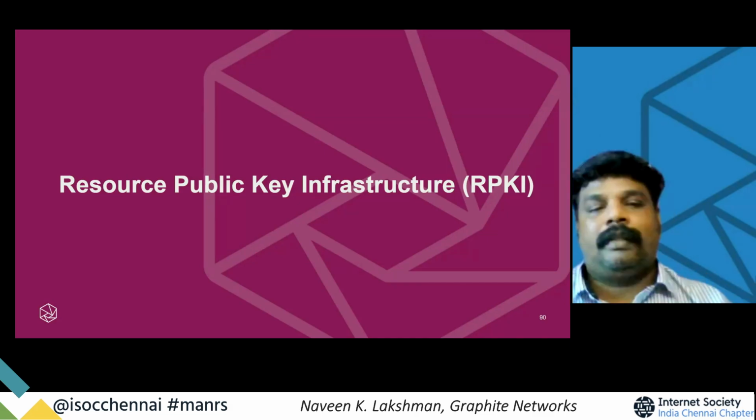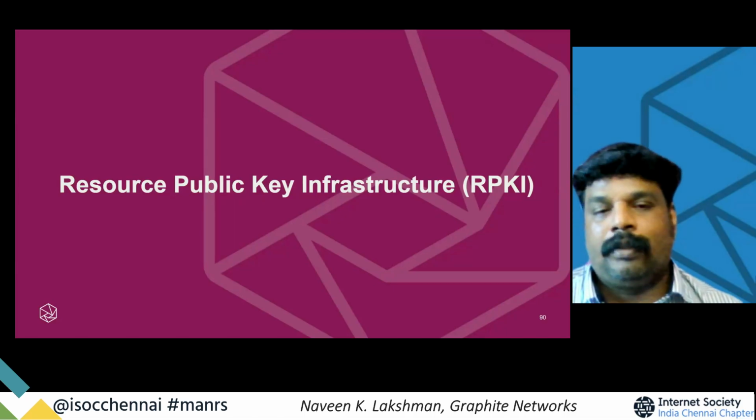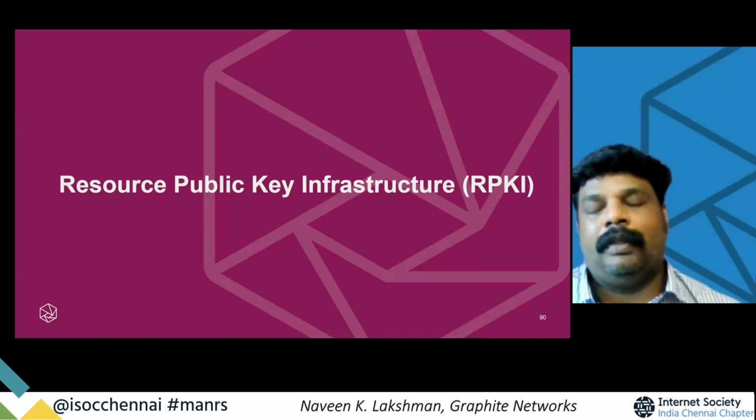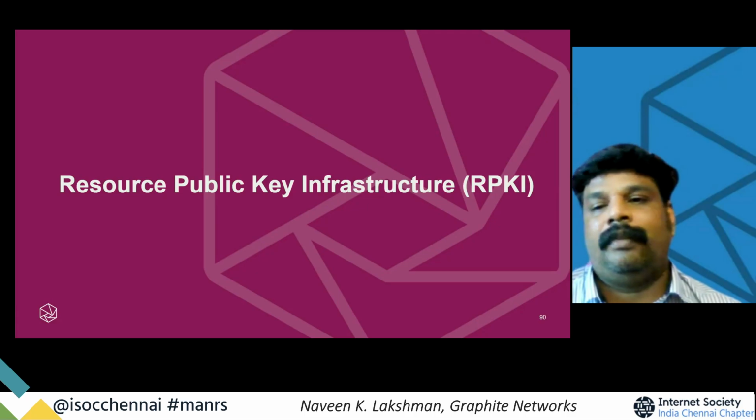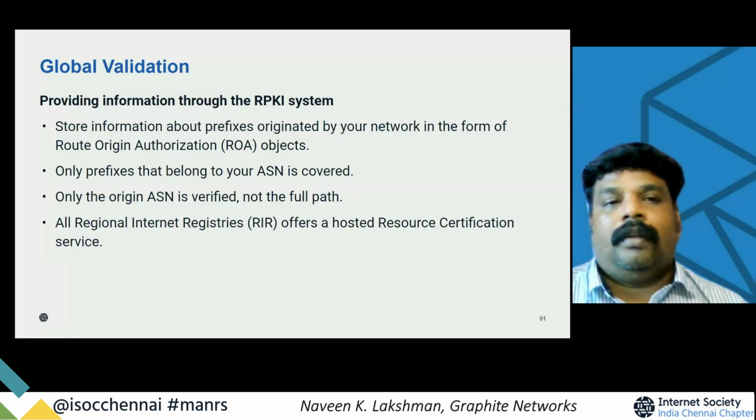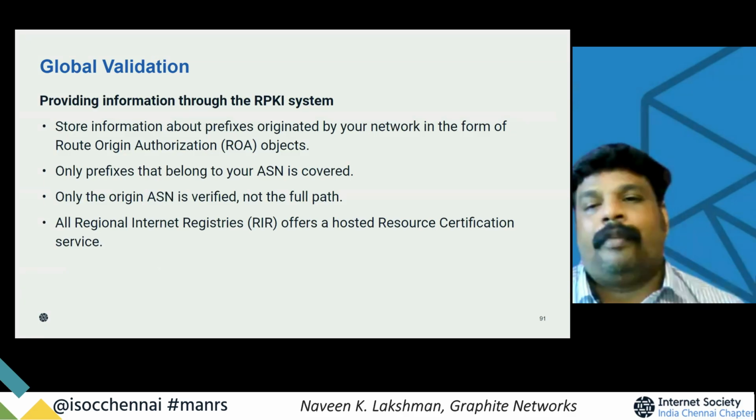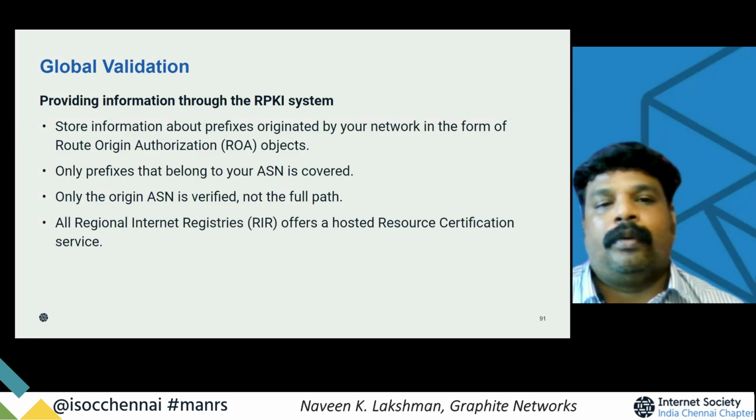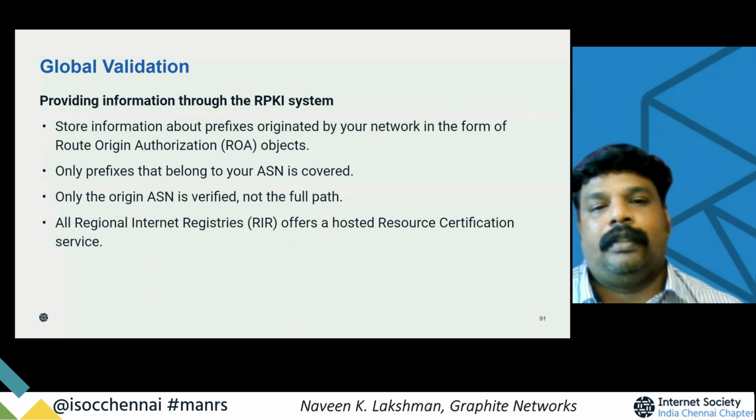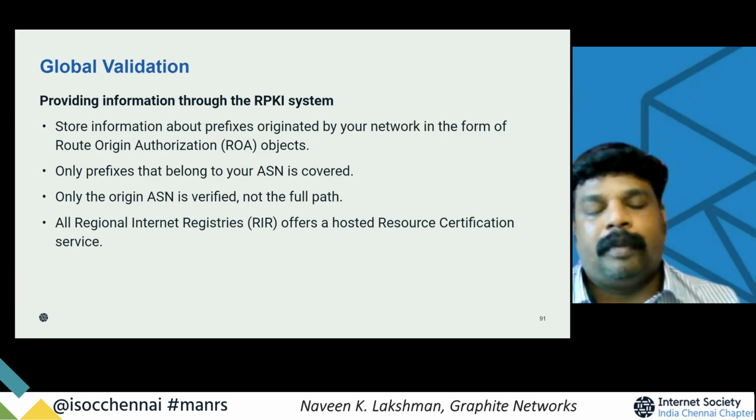Then the next thing: how do you validate it? RPKI is one of the ways of validating it. RPKI is the Resource Public Key Infrastructure. What it does is store information about prefixes originated from your network in the form of something called the ROA, Route Origin Authorization. Only the prefixes that belong to you are actually covered, so only the origin AS is verified.